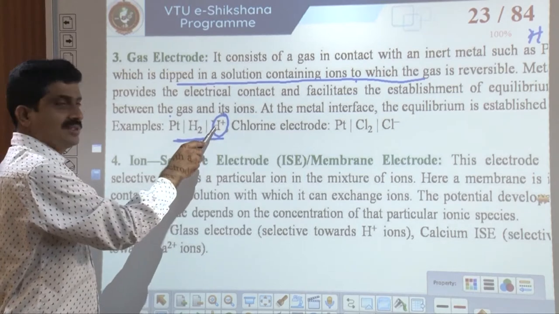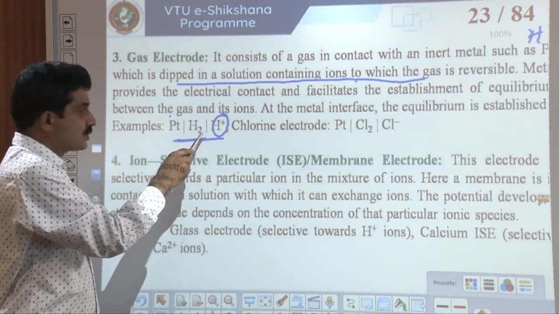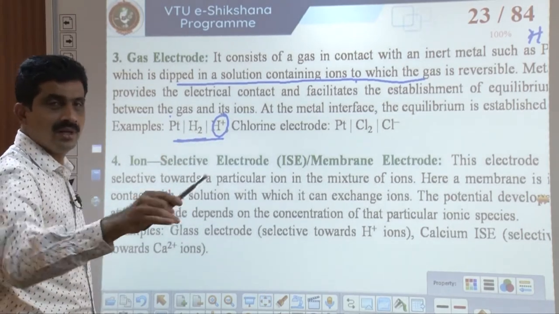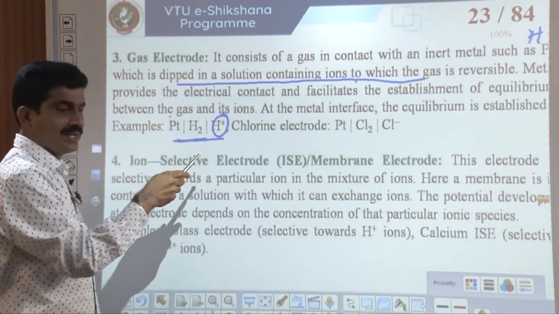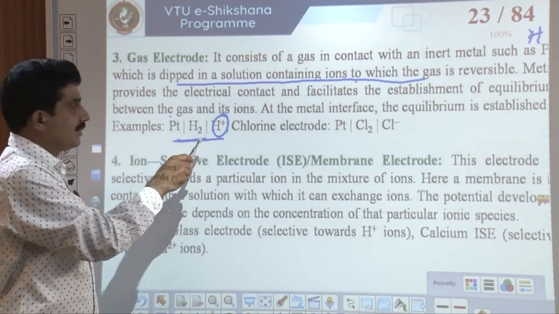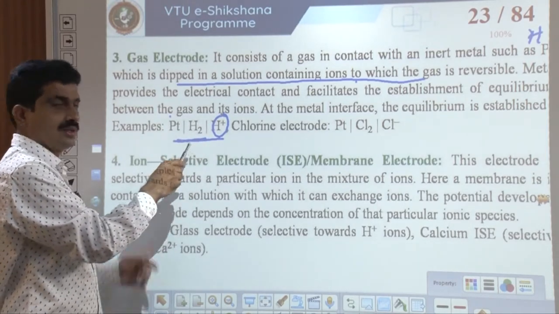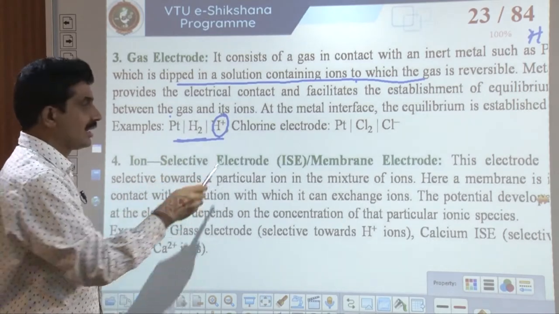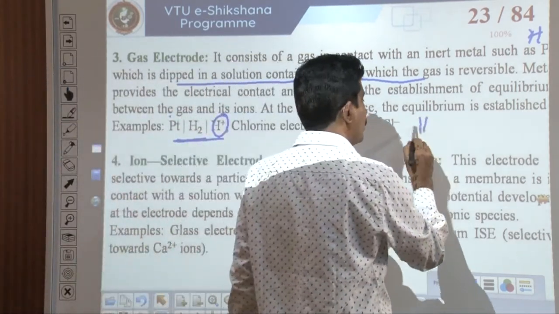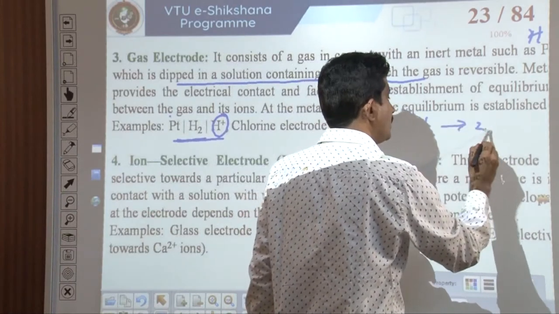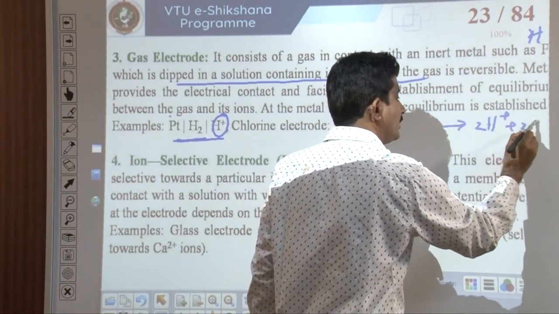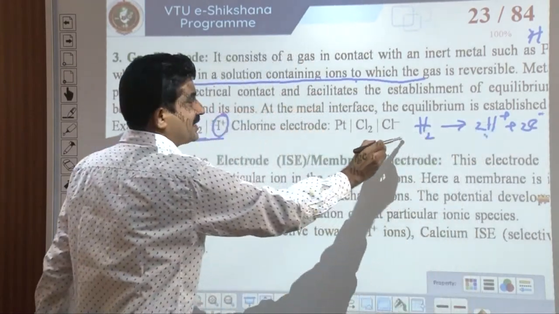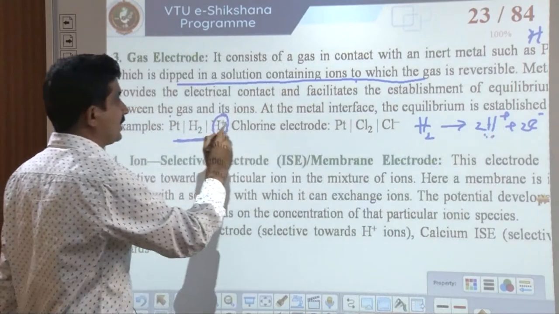So the solution contains the ions to which the gas is reversible. The gas is hydrogen. Hydrogen is bubbled over platinum. When this electrode acts as anode, hydrogen undergoes oxidation. H2 undergoes oxidation to give H plus and electrons. So the gas is reversible to the ions.